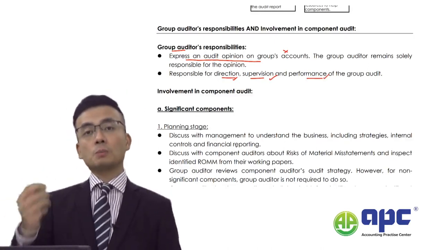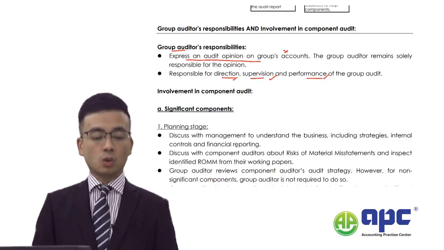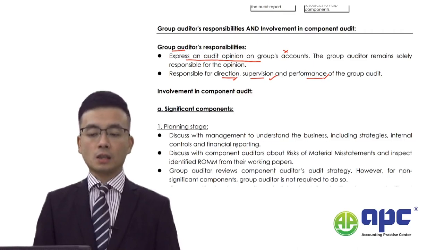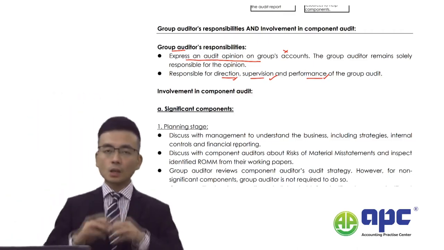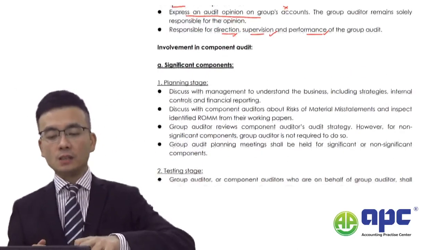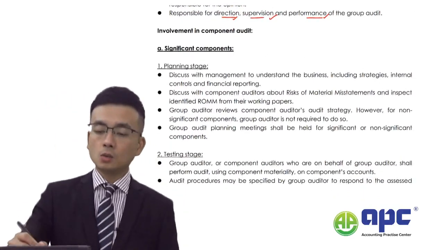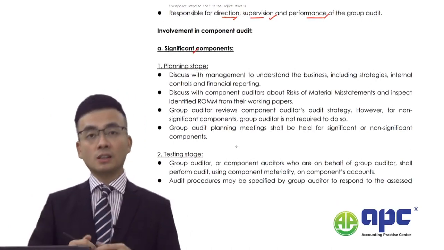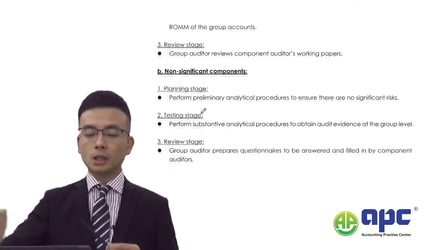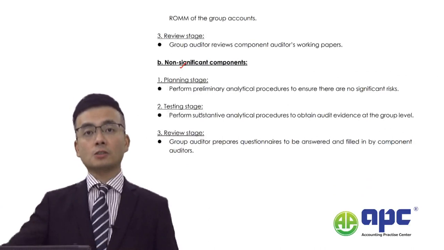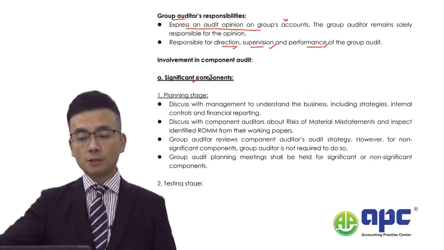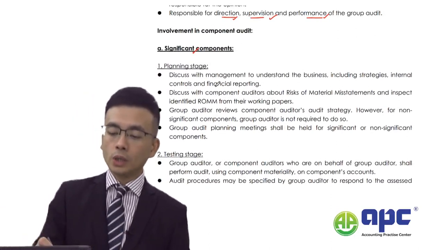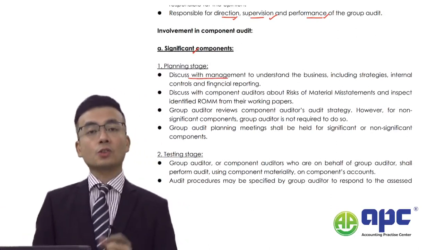And performance, for example, we are talking specifically about the quality control issues and ethical issues when we are auditing the financial statements in the group. When talking about the involvement in the components audit, we need to confirm whether or not the component is a significant one or a non-significant one.